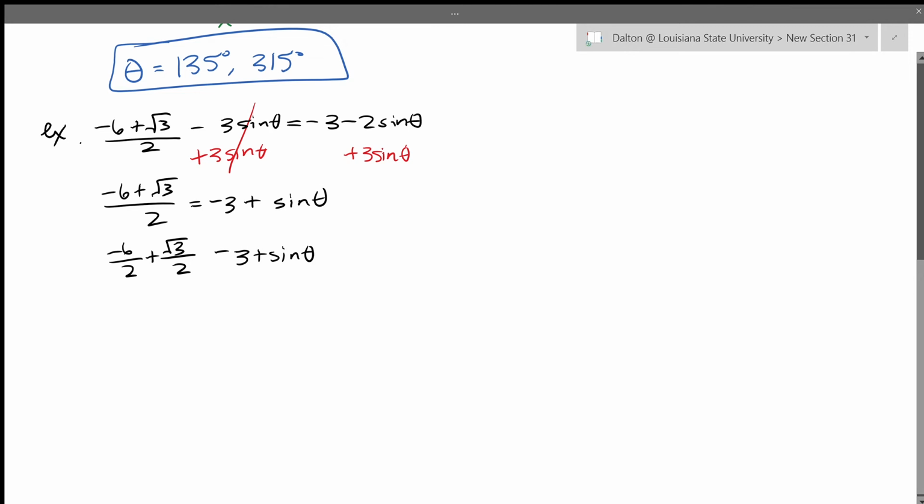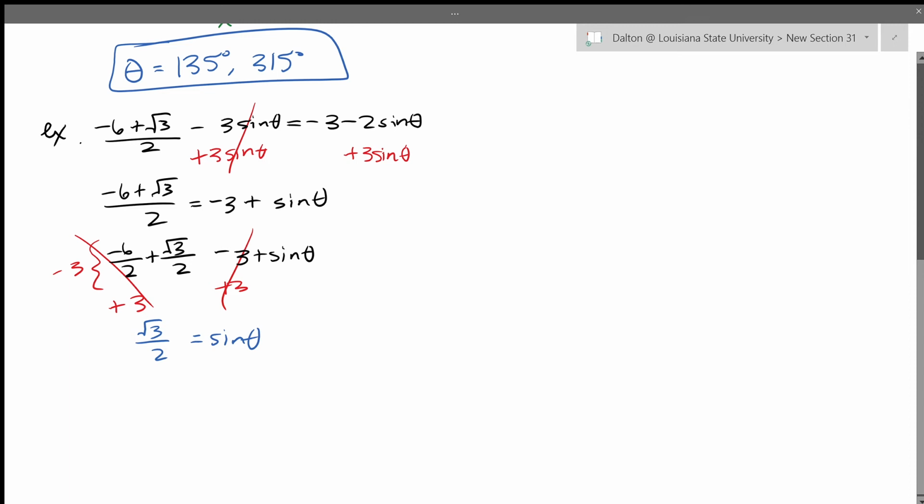Okay, and what that's going to do is, if I go ahead and add 3 to both sides, on the right-hand side, obviously it cancels. If I add 3 to the left side, well, negative 6 over 2 is negative 3. So then negative 3 plus 3 also cancels, leaving us on the left side with the square root of 3 over 2 equals sine theta.